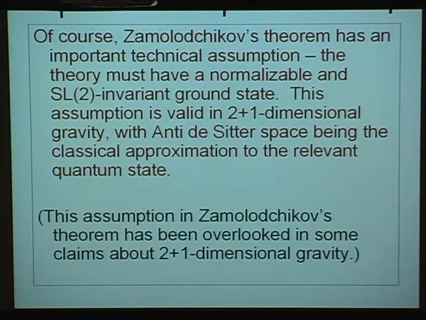Now, there is, we should say, an important technical assumption about the c-theorem. The c-theorem applies to conformal field theories that have a normalizable and SL2 invariant state. I'd say that that assumption is valid for three-dimensional gravity with anti-de Sitter space as the classical approximation to the quantum state. The SL2 times SL2 symmetry of anti-de Sitter space is an approximation classically to the SL2 times SL2 symmetry of the corresponding quantum state. And the fact that three-dimensional gravity is said to be trivial tells you that anti-de Sitter space is stable. If it was unstable, it would at least have to be non-trivial.